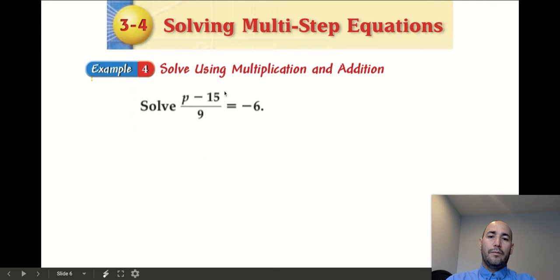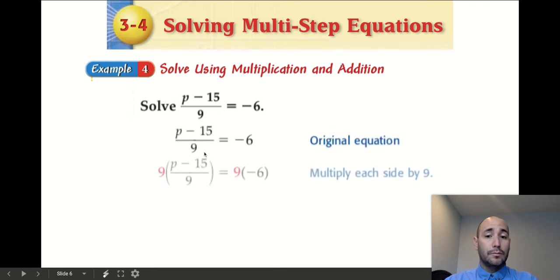So we have p minus 5 up here, but all of that is being divided by 9. So I'm going to start with a 9 first, not the 15. All right. So the way that we start with a 9 is that's like dividing by 9. So this whole thing is being divided by 9. So the opposite of dividing by 9 is multiplying by 9.